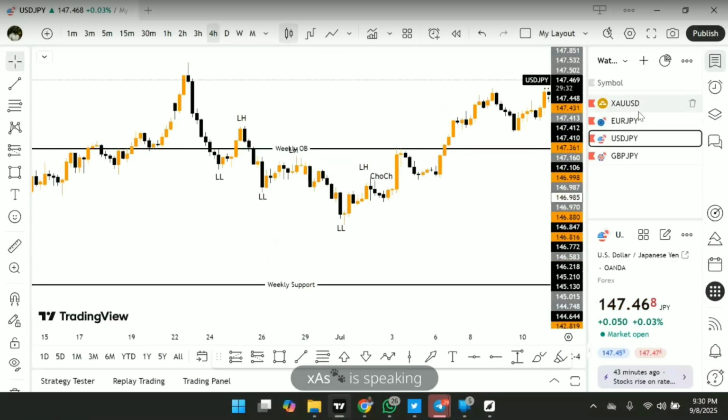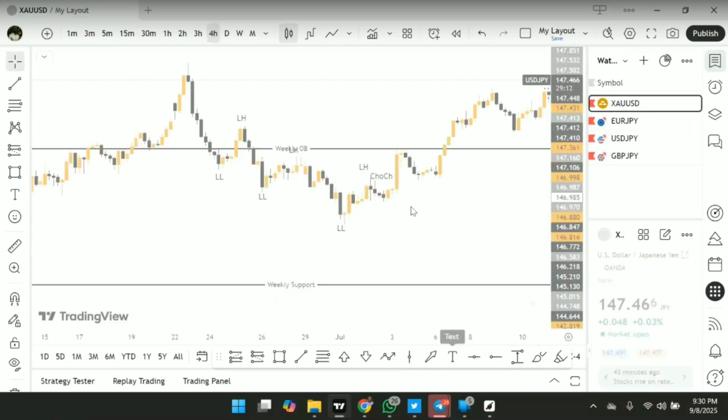But basically, every class you hear me talking about market structure, because that's the main thing we need to understand about price action. Market structure is the backbone of price action. Every single class you hear me talking about market structure because that's the backbone of technical analysis.